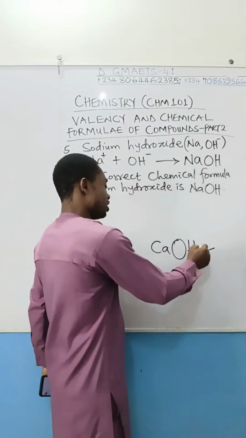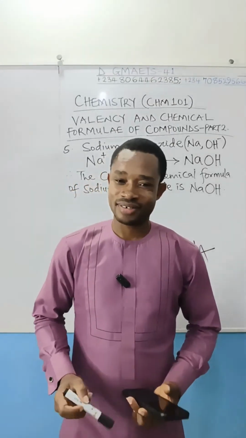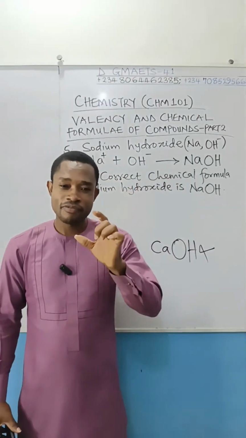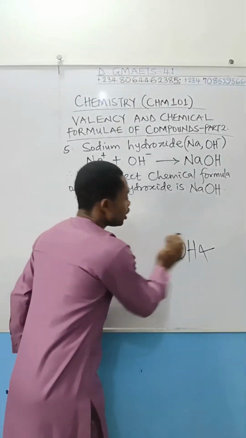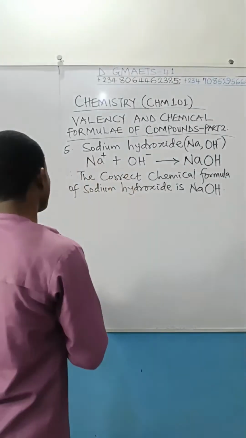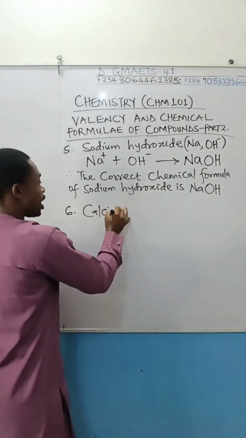Sadly, it breaks my heart to tell you that that is wrong. You see, valency is the key. Let us find out what the correct chemical formula is going to be. Number 6, calcium hydroxide.